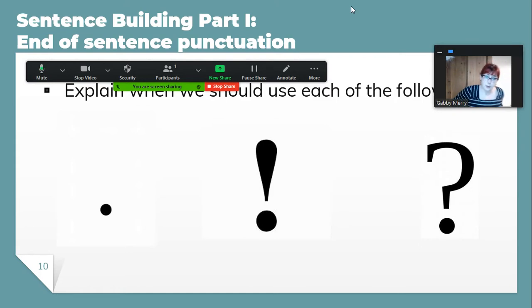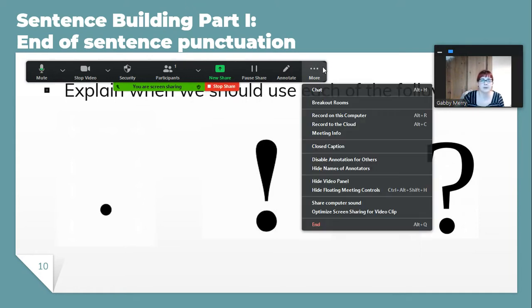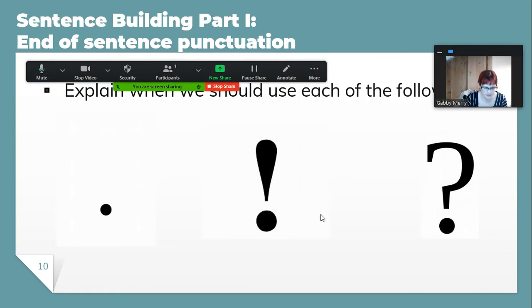Once you've had a go at that quiz, we're going to start putting the full stops and the capital letters into context. Okay, I'm going to help you with this. We're going to make it make a little bit more sense.